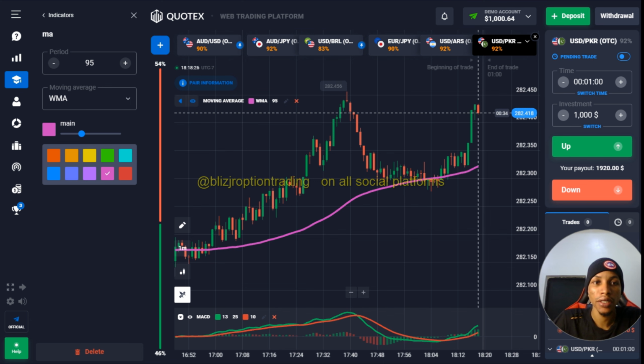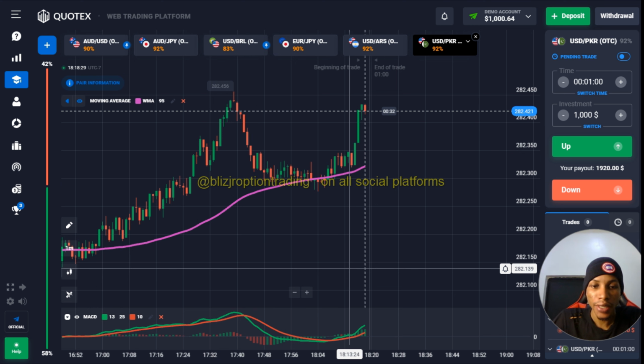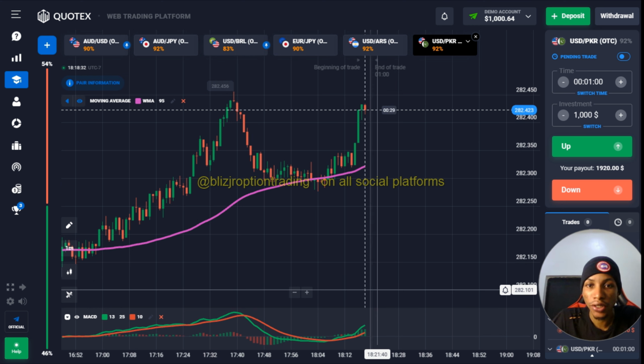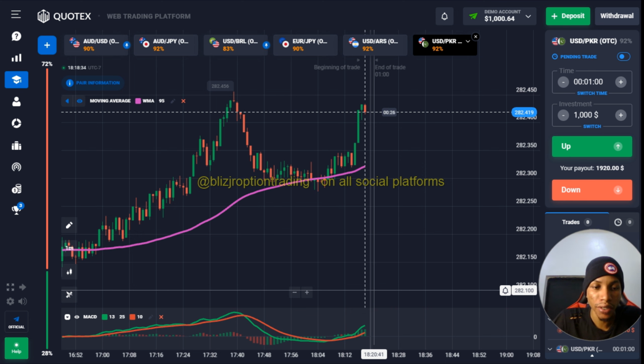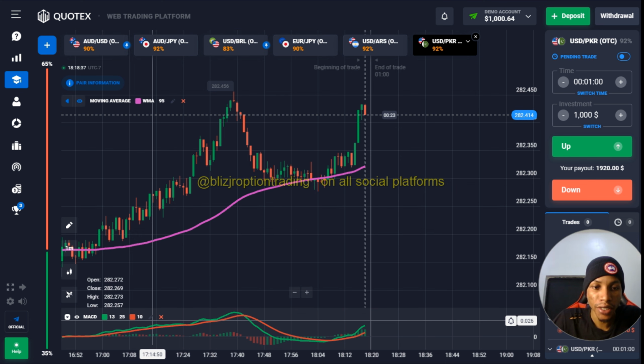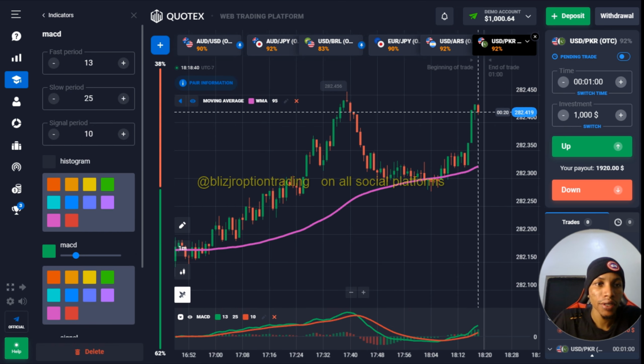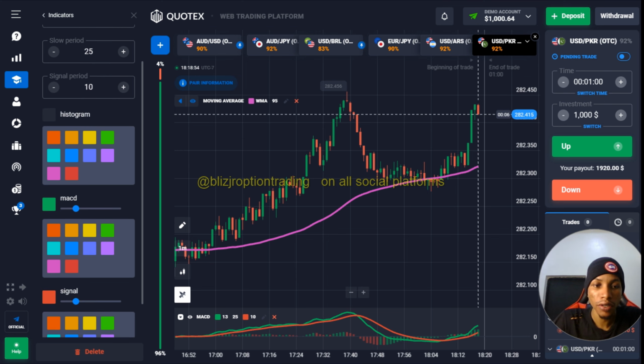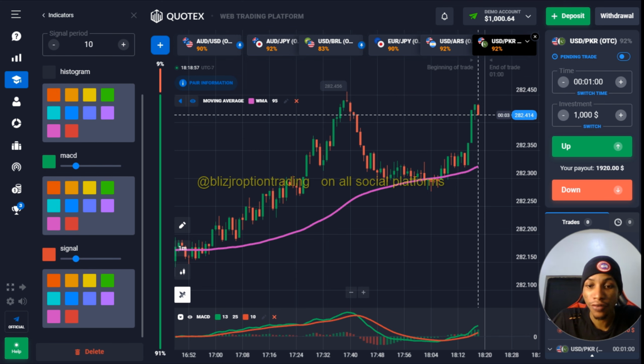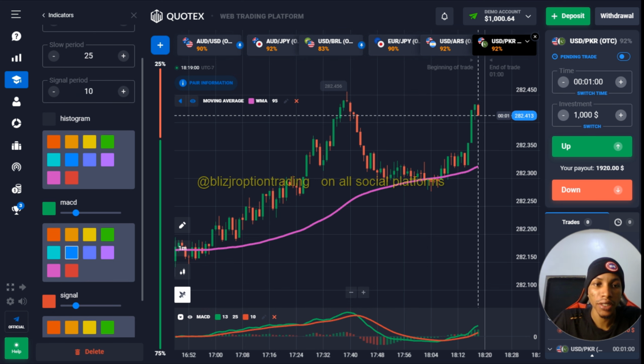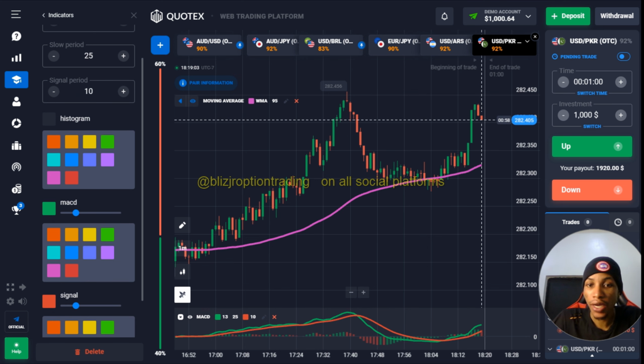So after that, the next indicator I use on this setup is the MACD. For the MACD, the fast period I use 13, the slow period I use 25, the signal period I use 10. I choose green for my color. For signal, I choose red for my color, and that's it. I also increase the line for them to be thicker.